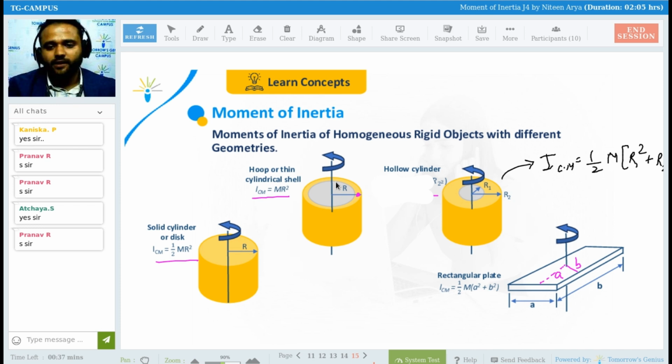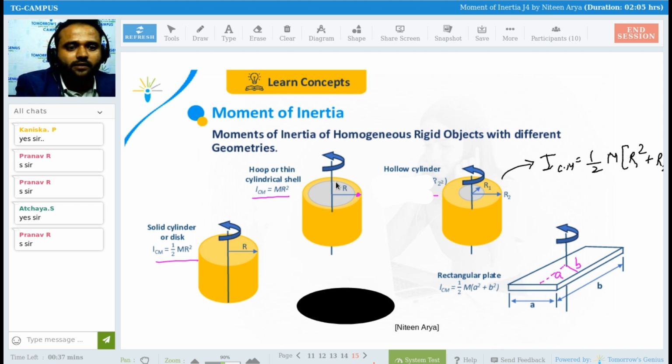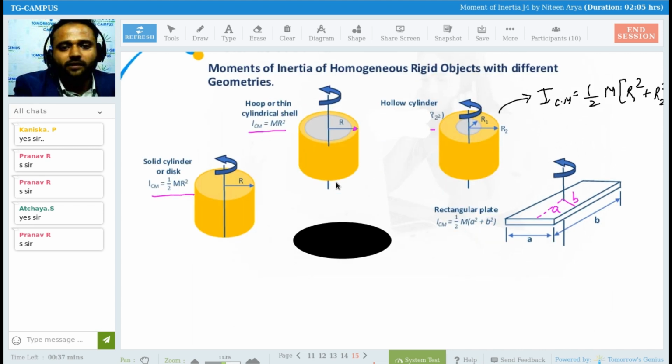Okay, so in this way these are the two things: for hollow cylinder, for hoop or thin cylindrical shell, and for solid cylinder or disc, and this is even for disc. Disc is something that looks like this. This is your disc of radius r.